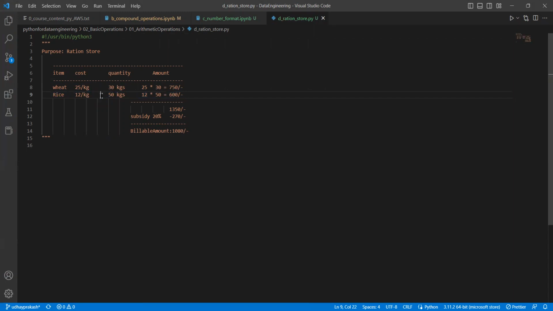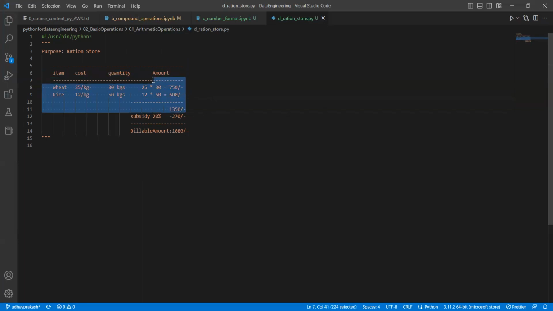So almost the same, right? You just pay the money and come back and get it. In a particular ration store, wheat was 25 rupees per kg and rice 12 rupees per kg. The quantity is 30 kgs here and 50 kgs here. Obviously, common sense says 25 into 30 becomes the total cost here, and 12 into 50 is its total cost, right? Selling price.